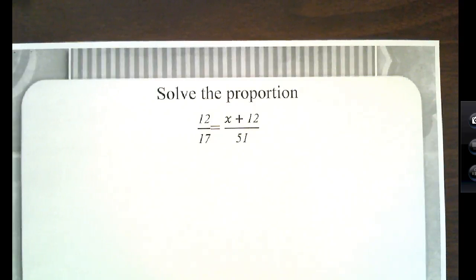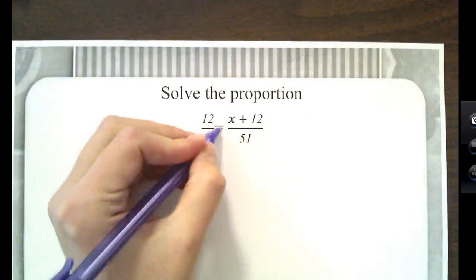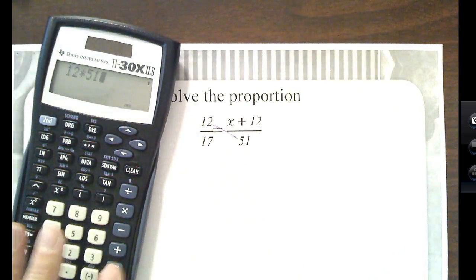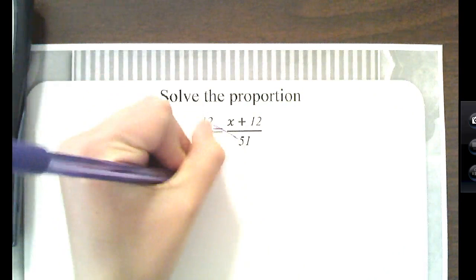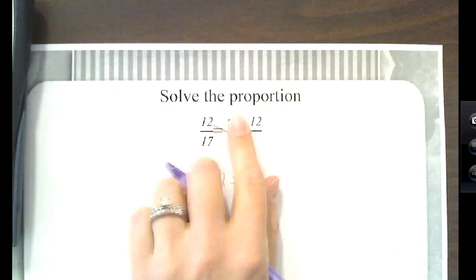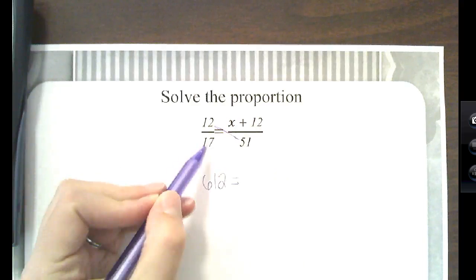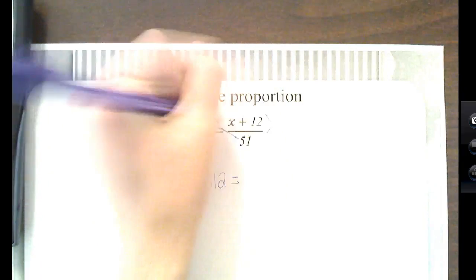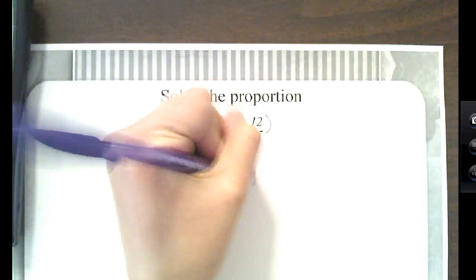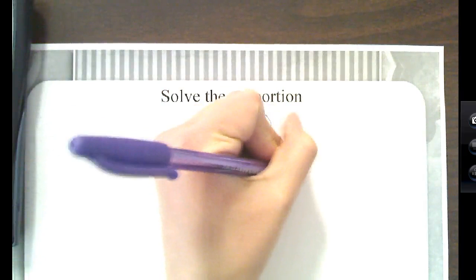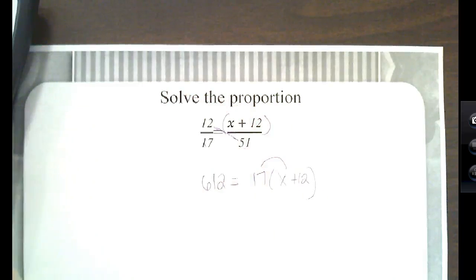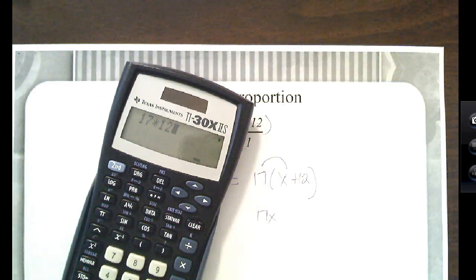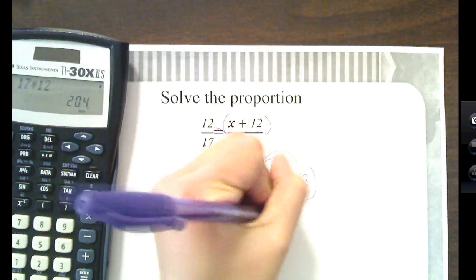When you go to solve a proportion like this, we're going to multiply 12 times 51 first. So I'm doing 12 times 51, and I'm getting 612. Now, when you go to do your second set of cross products, you have to multiply this 17 by x, and you have to multiply 17 by 12. So I often like to put this in parentheses, so that way I can visualize that I have to distribute my 17 to my x and 17 to my 12, and I get 204.